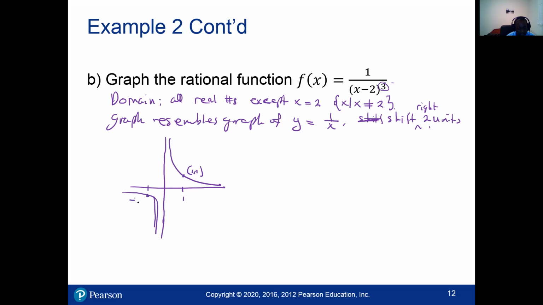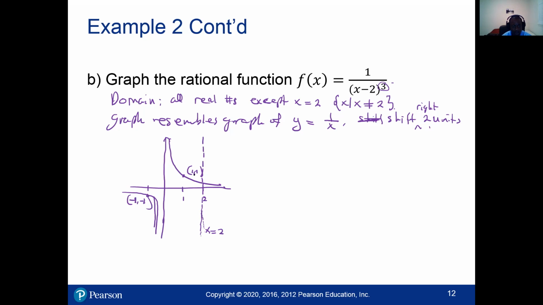(-1, -1), like that. So if you shift it to the right 2 units, then the vertical asymptote is going to move 1, 2. Okay, this is your 2. So you're going to use dotted lines to represent that. This is my vertical asymptote, which is x equal to what? The equation is x equal to 2.